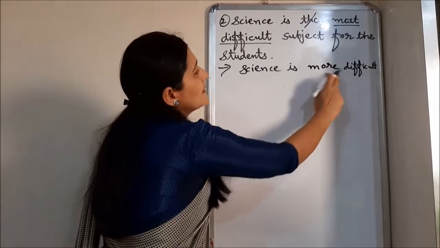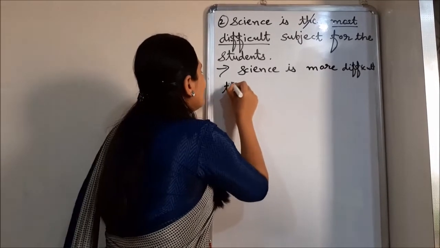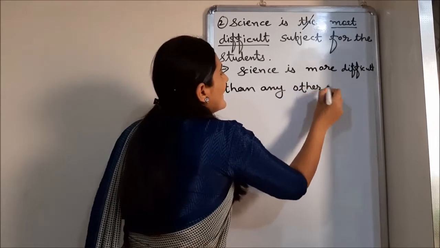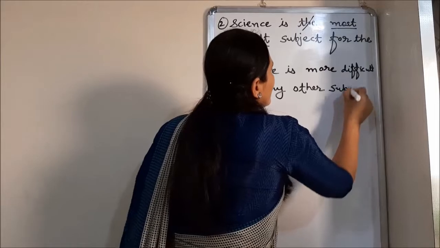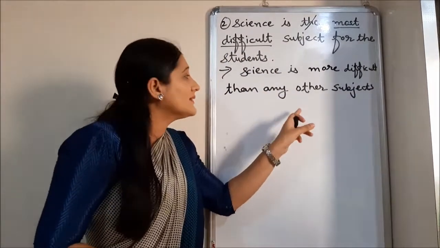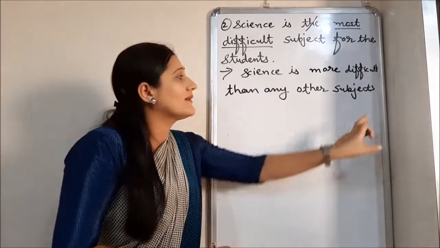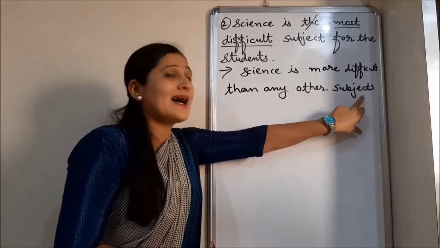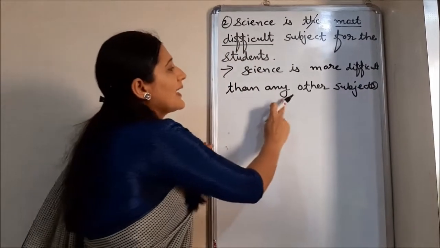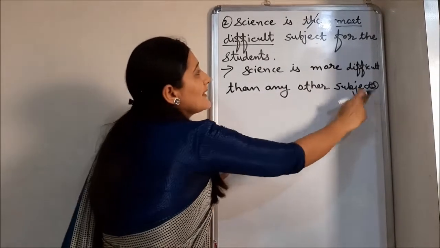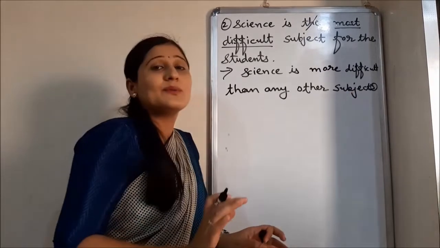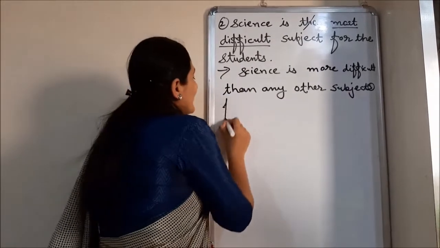So here most, more difficult, then any other subjects. As I told you, after then any other or after then many other, a plural noun should be there, means s should be there, right? So then any other subjects, s will come. Here it is not given, but here you will write s, because we need to write a plural noun for the students.